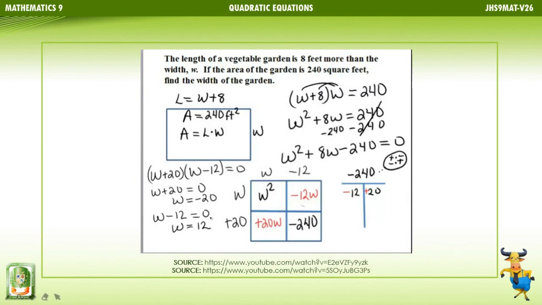Well, let's think about this for a minute. We have two widths. However, can we have negative distance? We can't. So, because of that, negative 20 cannot be a solution to our problem. The width of the rectangular garden is 12 feet, and we have solved our equation using the box method of factoring.